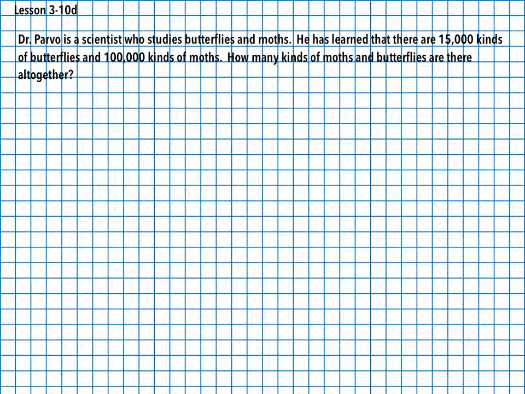Your first problem, ladies and gentlemen, is Dr. Parvo is a scientist who studies butterflies and moths. He has learned that there are 15,000 kinds of butterflies and 100,000 kinds of moths. How many kinds of moths and butterflies are there altogether?